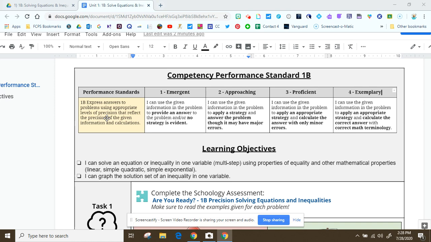Here's the goal. We want to be proficient. So we want to apply an appropriate strategy, which you're going to learn for solving equations, and calculate the answer with only few minor errors. Okay, minor means only a couple, right? The goal is exemplary, of course, but proficient is where we want to be, and that's what we want to strive to be. Okay, if you're watching this video, you should have already read through these, right?